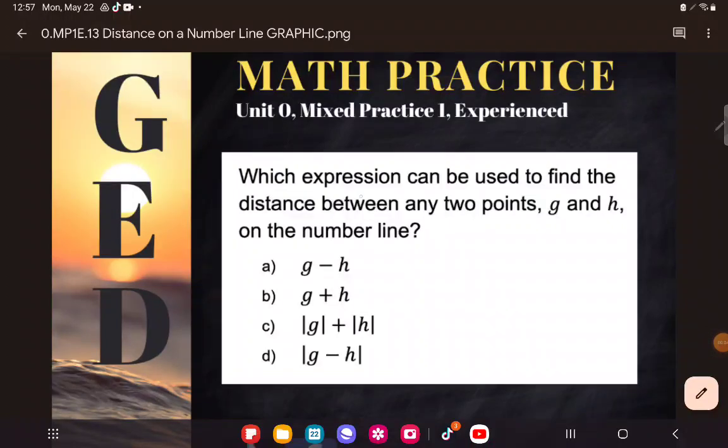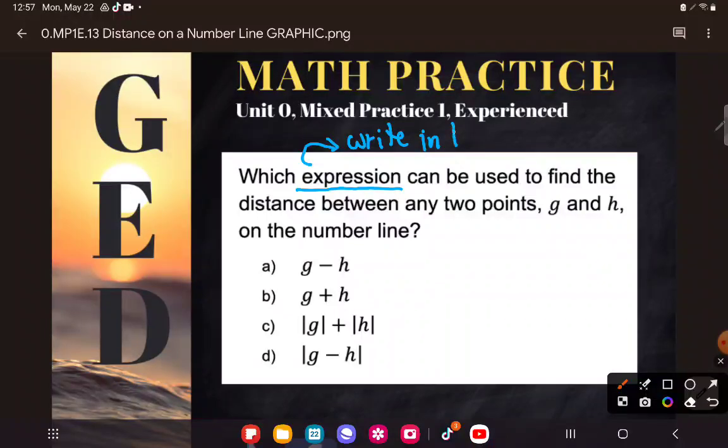It says, which expression, they're asking me to write an expression. That's a little trickier for a lot of students than just doing the math, right? So which expression can be used to find the distance between any 2 points, G and H, on the number line? Okay, so remember what they're asking me to do if they're asking me to write expressions. They're basically asking me to write in the language of algebra what I would do if I was going to do this math.